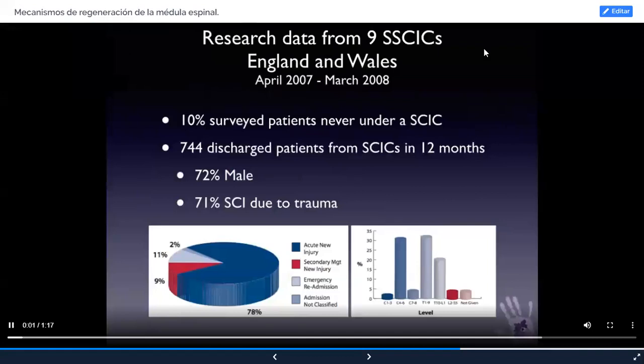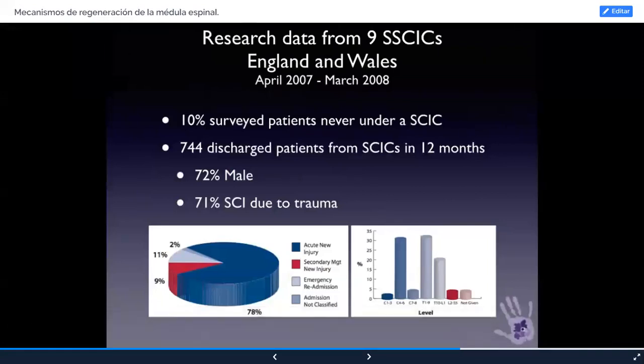There were a number of interesting findings. A survey undertaken at the same time identified 10% of spinal cord injury patients had not actually been referred and treated under a specialist spinal cord injury centre. And of 744 discharged patients during a 12-month period, 72% were male, and 71% of the spinal cord injuries were due to trauma. The breakdown by level is shown on the right at the bottom of the screen.